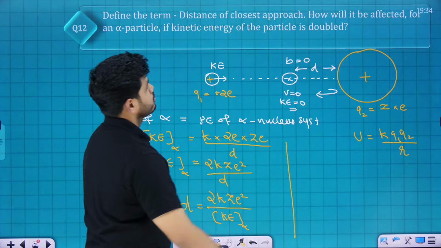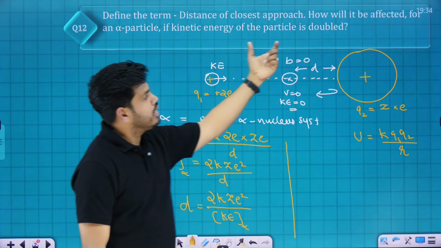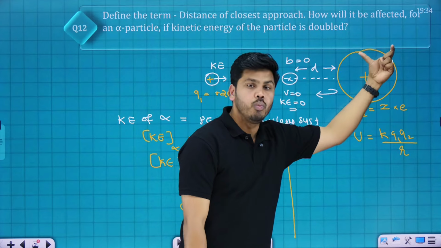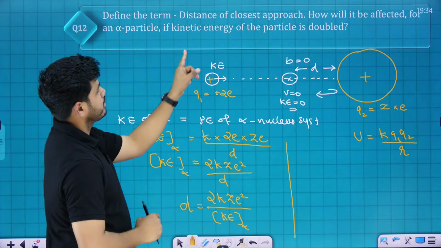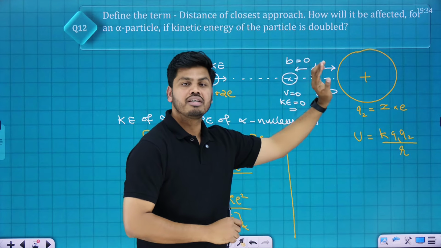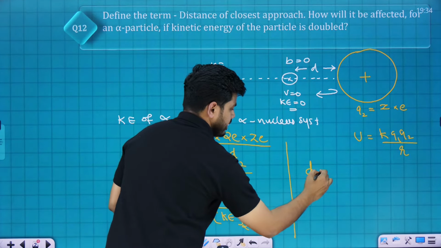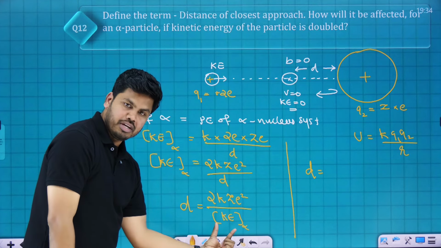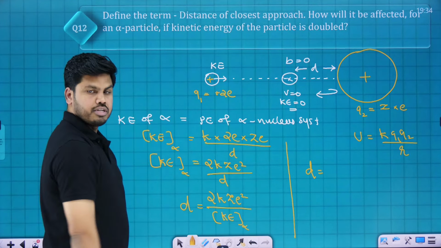Now, the second part of the question is: how will the distance of closest approach be affected for an alpha particle if the kinetic energy of the particle is doubled? Okay, look at this. The alpha particle's kinetic energy is coming in our calculation in the denominator, right? What happens if the kinetic energy is doubled?